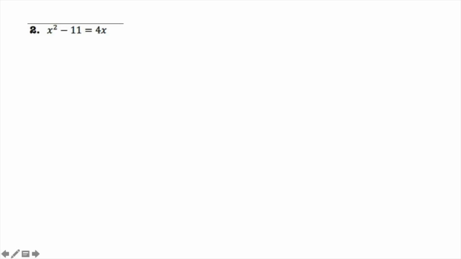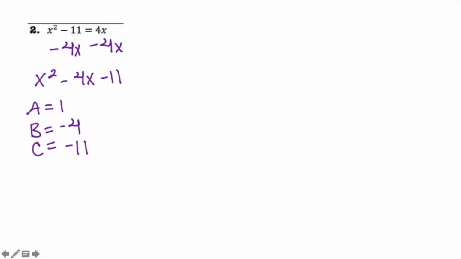All right, so for number 2, you have to ask yourself, is this in standard form? Is it an ax squared plus bx plus c form? And it is not. So we have to get rid of that 4x so we can make it equal to 0. So we're going to subtract 4x because right now it's a positive 4x. So then we're going to make sure when we rewrite it that we put -4x in the middle because that's our b term that we're moving to the other side. So x squared minus 4x minus 11. There. And then you're going to do your a, b, and c. So a, b, and c would be 1, -4, and -11.